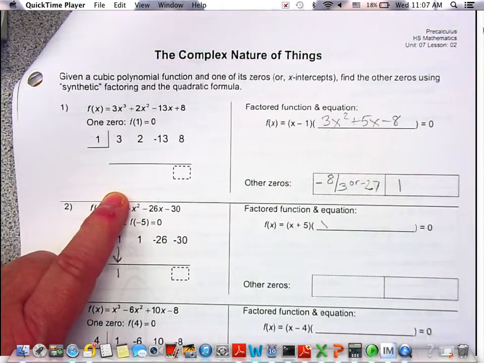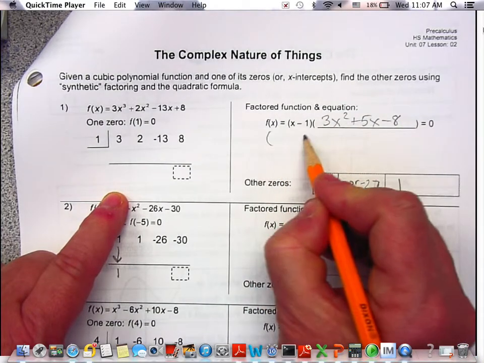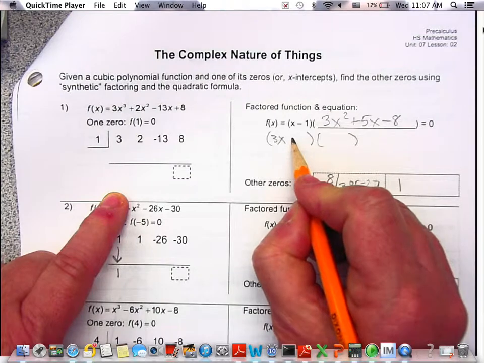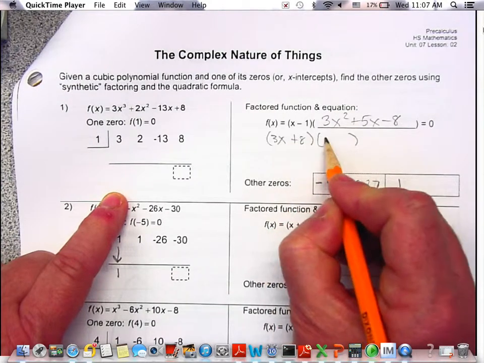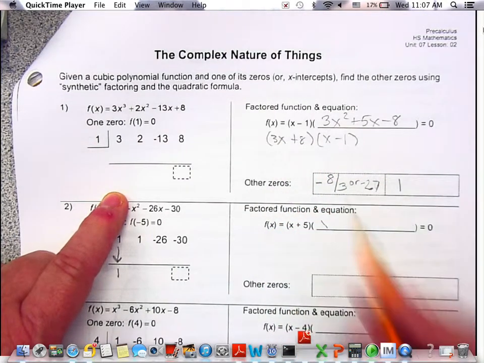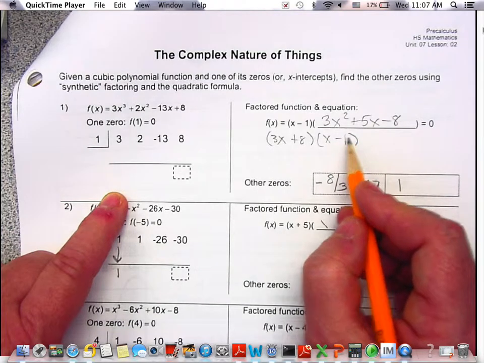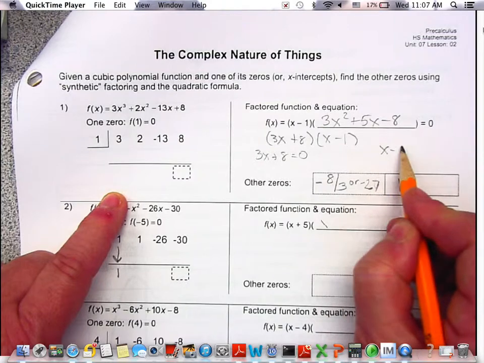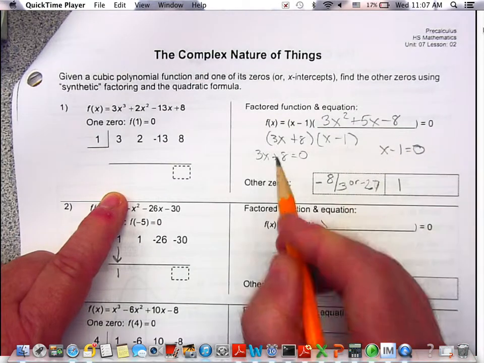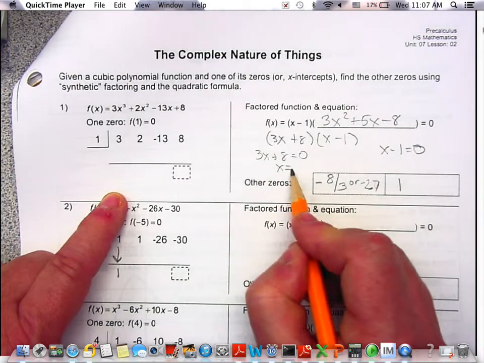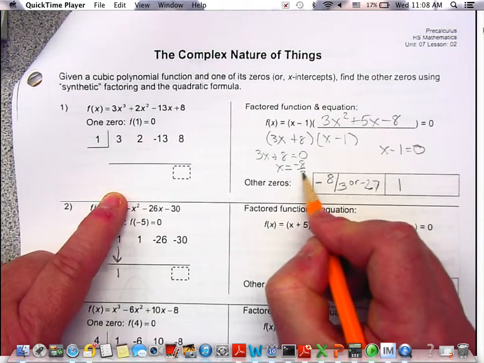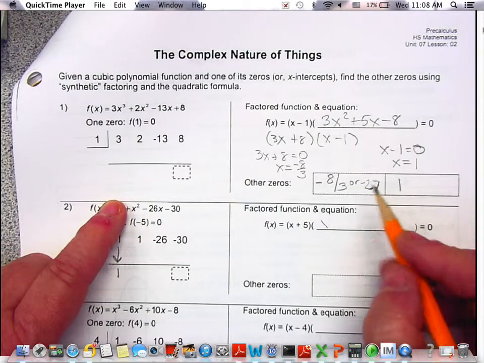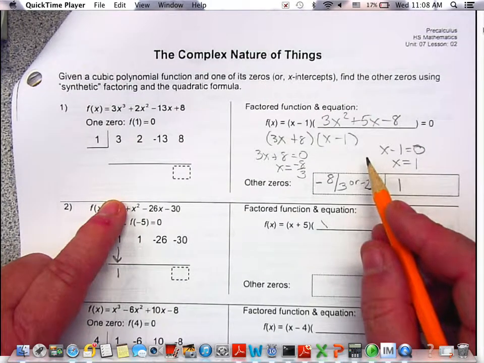And then instead of using the quadratic formula, we could factor that into 3x plus 8 and x minus 1. And then we set each one of those equal to 0. 3x plus 8 equals 0 and x minus 1 equals 0. So this one, x is going to equal negative 8/3. On this one, x is going to equal 1. So that's how we got these. Now, also, you could use the quadratic formula and get the same thing.